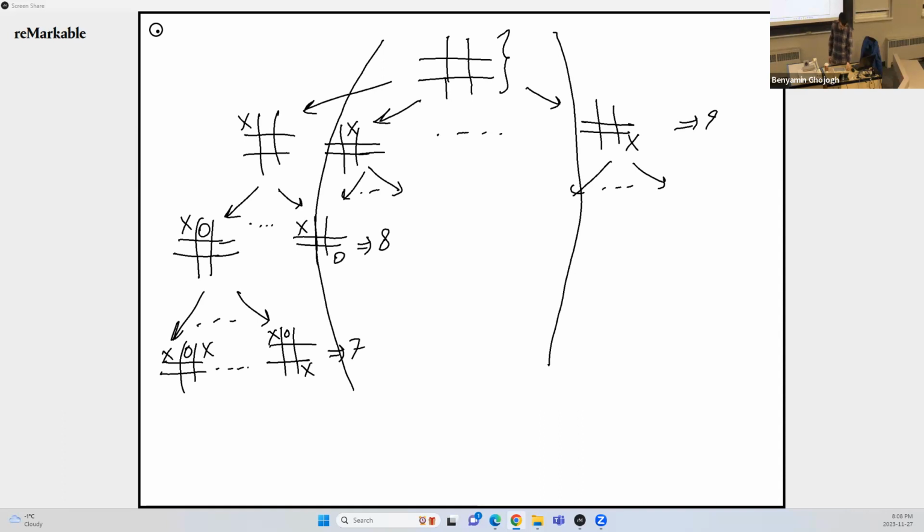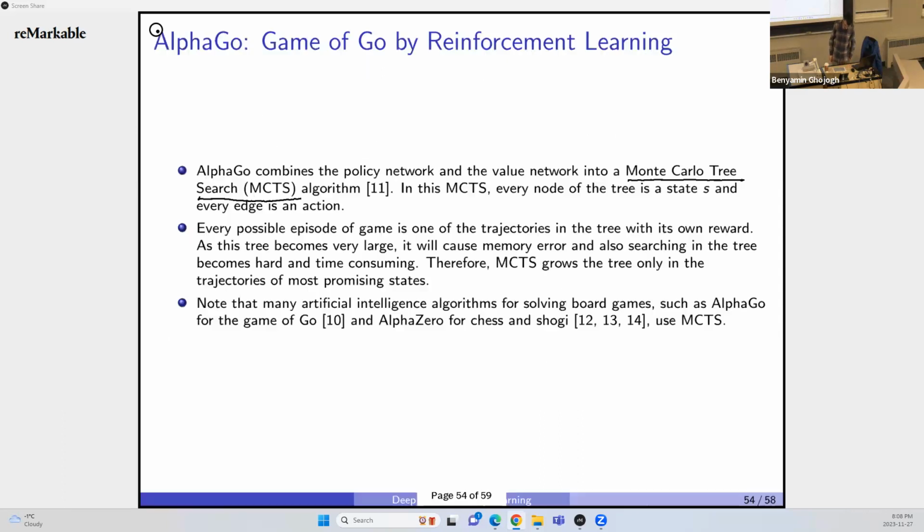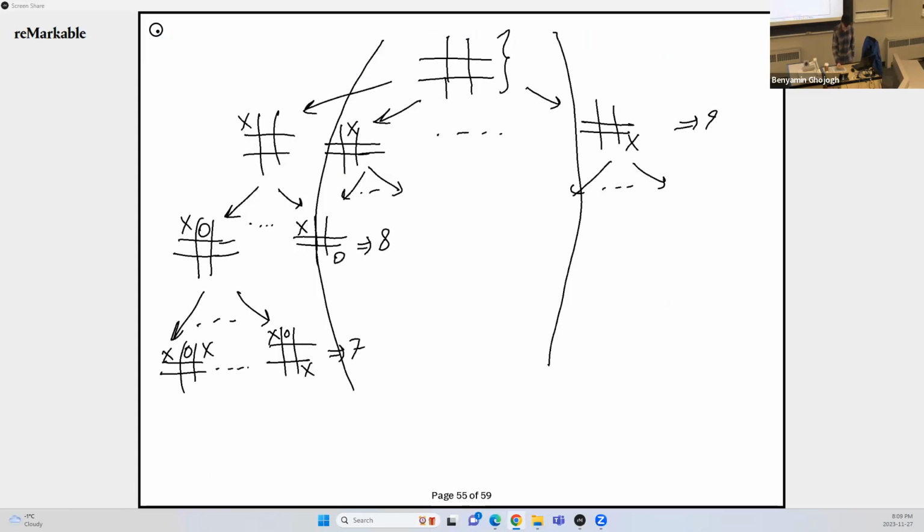This is called Monte Carlo tree search, and this is a family of algorithms. There can be a course on that. You can see reference 11 as a survey on that. It's out of the scope of this course. So every node in this MCTS, as I said, is a state S. Every edge is an action. Do you remember? Here, every node was a state and every edge was an action.